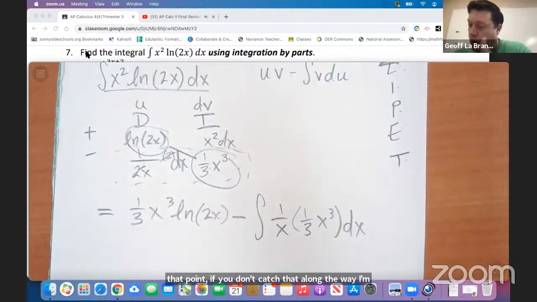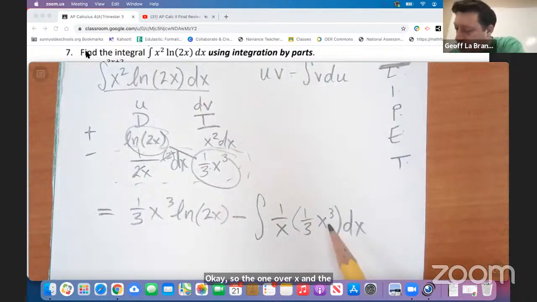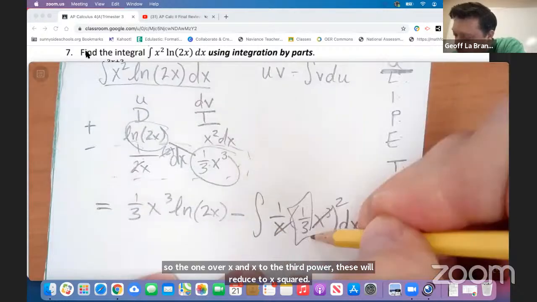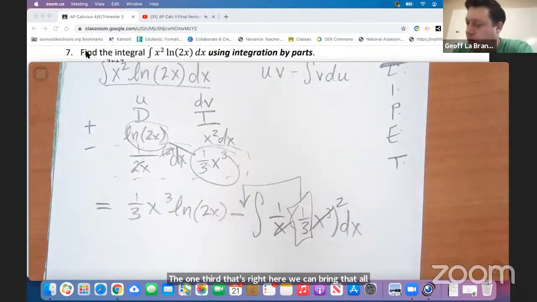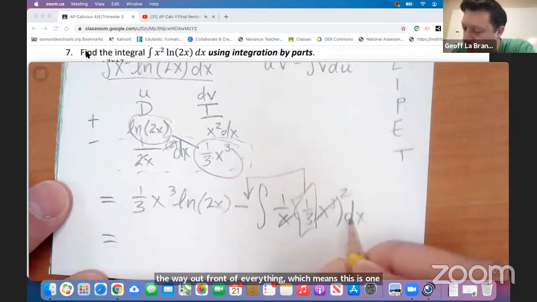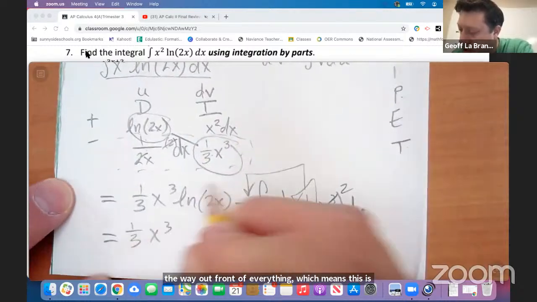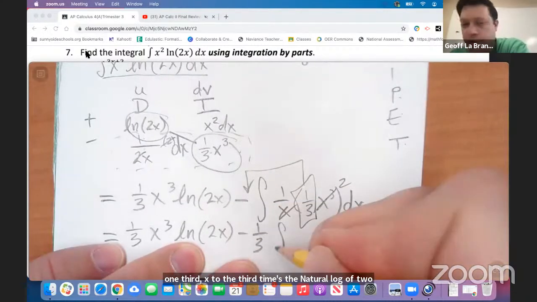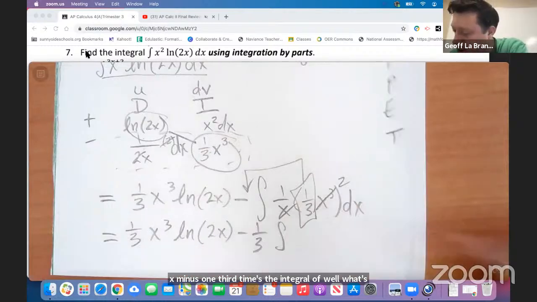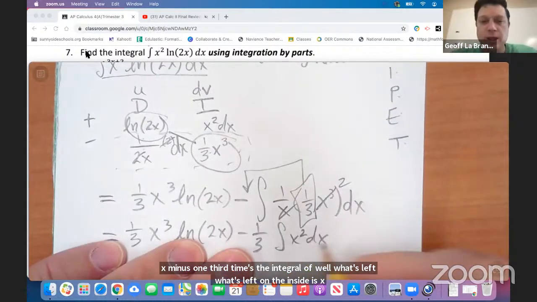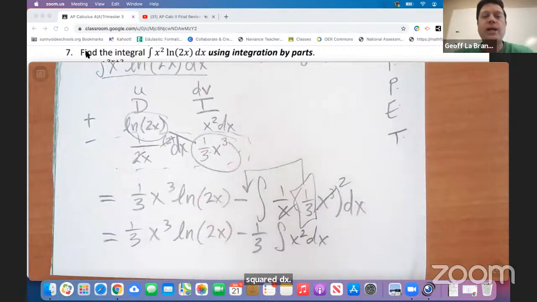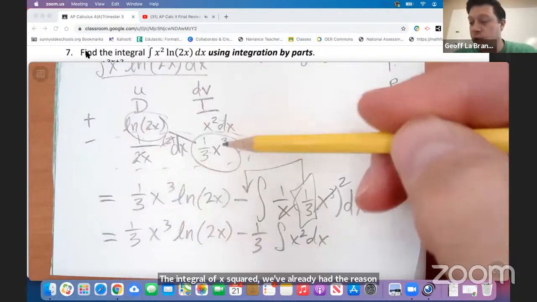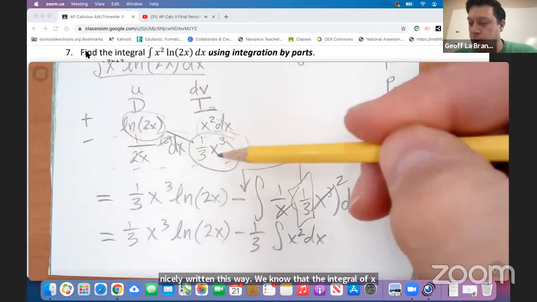Okay, so the 1 over x and the x to the third power, these will reduce to x squared. The 1/3 that's right here, we can bring that all the way out front of everything, which means this is 1/3 x to the third times the natural log of 2x minus 1/3 times the integral of, well, what's left? What's left on the inside is x squared dx. The integral of x squared, we've already had the reason to discuss this. That's kind of why this question was nicely written this way. We know that the integral of x squared is 1/3 x to the third.